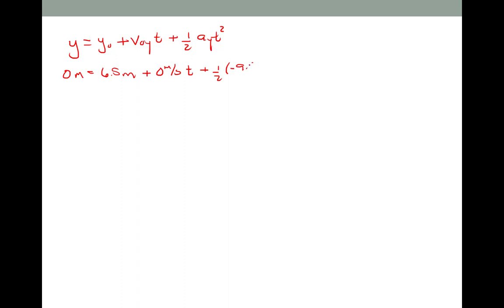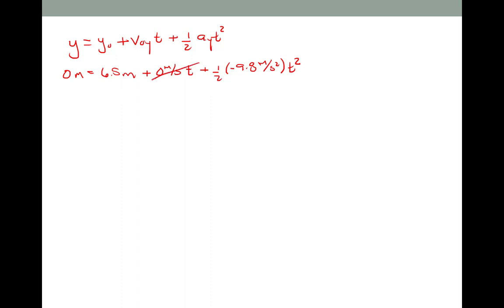Okay, so to find t, I'm going to start with my y equation. And now I'm going to plug in the numbers off of my grocery list. So 0 meters equals 6.5 meters plus 0 meters per second times my unknown time plus 1/2 of negative 9.8 meters per second squared t squared.